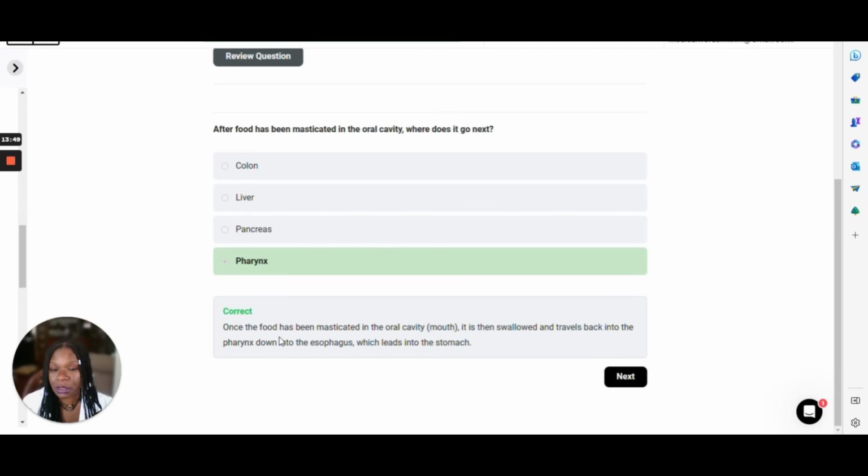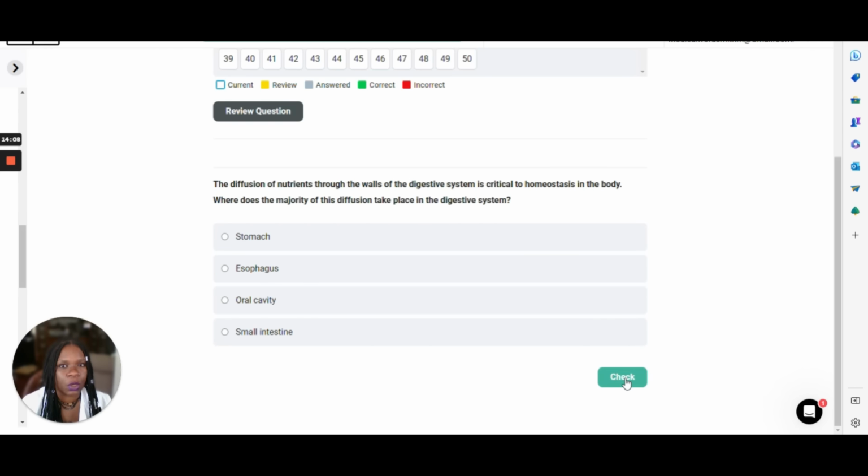Once the food has been masticated in the oral cavity, or the mouth, it is then swallowed and travels back into the pharynx, down into the esophagus, which leads to the stomach. So make sure you brush up on your A&P where it comes to the gastrointestinal tract, because you definitely want to know where things go once they hit the mouth, for sure.